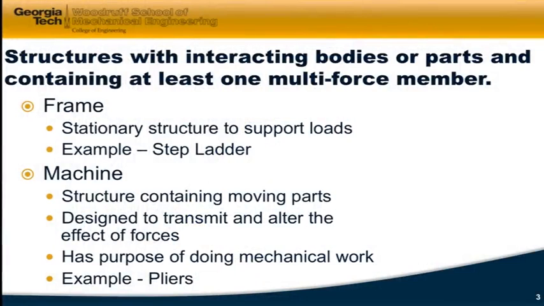Other examples of structures that include at least one multi-force member are called machines. These are structures that contain moving parts. As the example I showed earlier, a pair of pliers can be referred to as a machine. They're designed to transmit and alter the effect of forces, and they have the purpose of doing mechanical work.